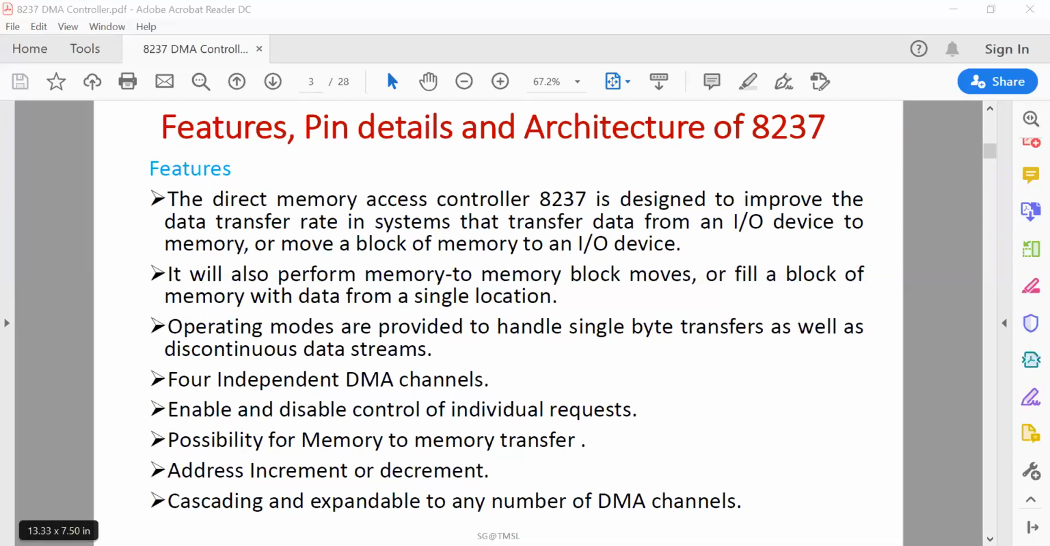And the cascading mode is available so that you can connect more DMA channels with one DMA controller. So using the 8237 DMA controller, it has 4 channels, and using those 4 channels, you can connect another 8237 controller with these channels. So actually the cascade operation can be implemented in this 8237 DMA controller. Okay. So we will discuss the modes also.